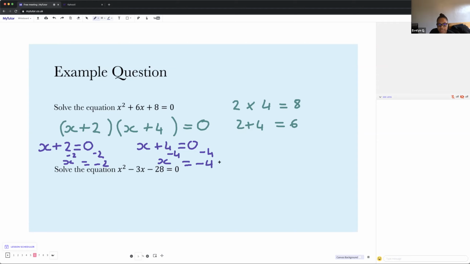So I'd like you guys to have a go at doing the second equation for me. So x squared minus 3x minus 28 equals 0.